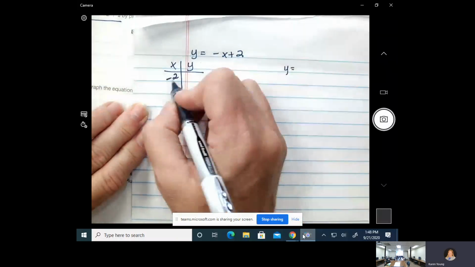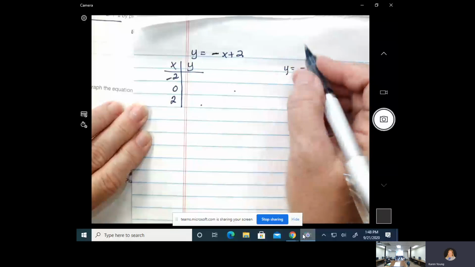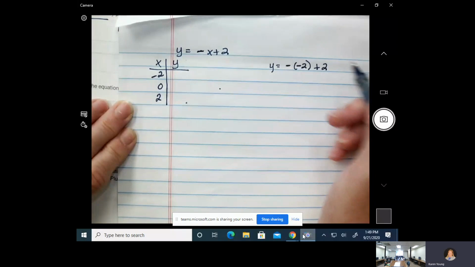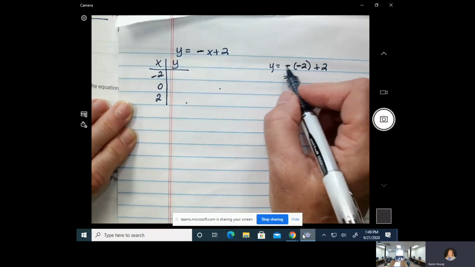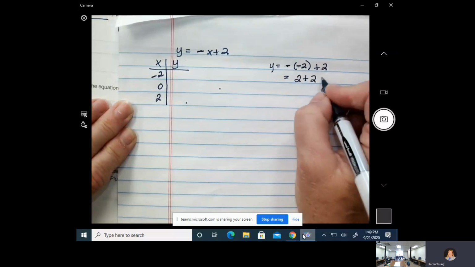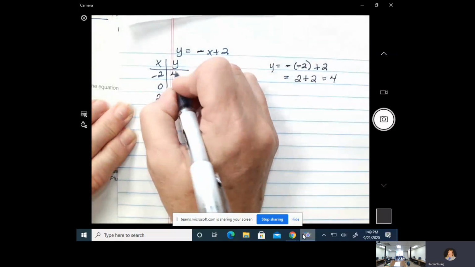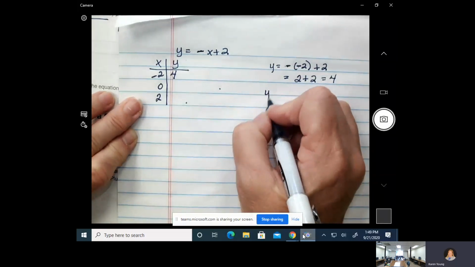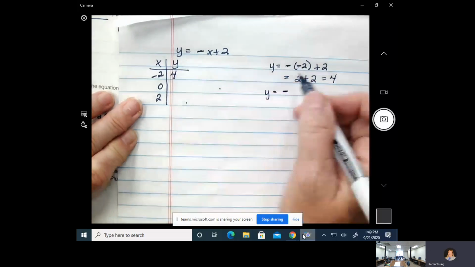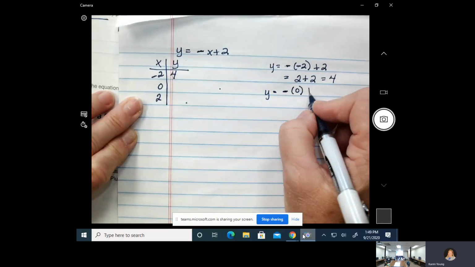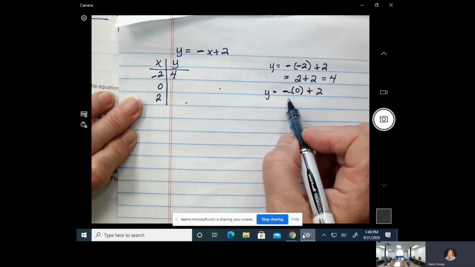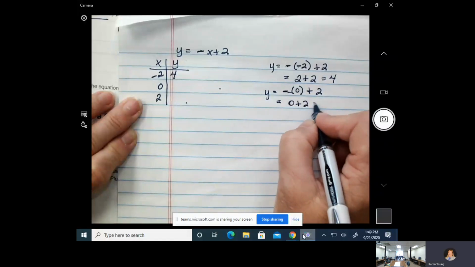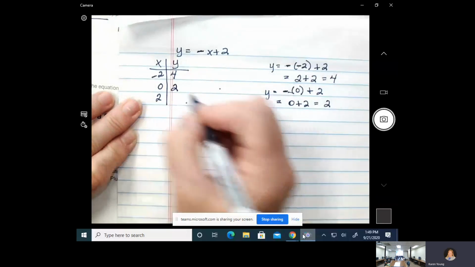So when x equals -2, I have a negative because x was negative. I'm putting -2 in for x plus 2. A negative times a negative becomes a positive 2, plus 2, so it's 4. So my first point is -2, 4. Then I'm going to do the same thing for 0. I've got a negative because x is negative. 0 goes in for the x plus 2. Well, a -0 is still 0, right? Because 0 is neither positive nor negative. So 0 plus 2 is 2. So I have a 0 and a 2.